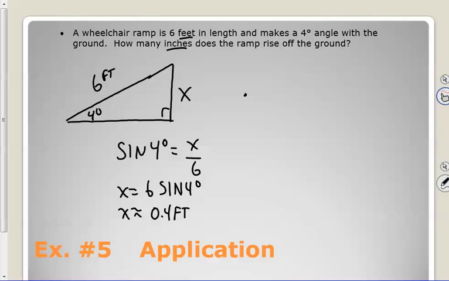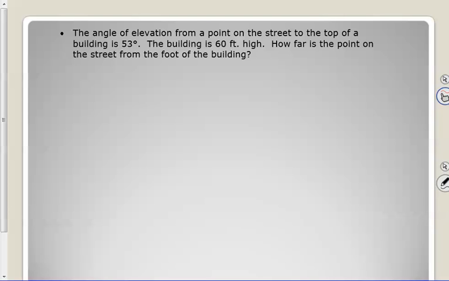You take 0.4 feet, and I'm going to times that by, there are 12 inches per 1 foot. Foot goes away, so 0.4 times 12 is 5 inches. All right, sweet. Let's try another one.